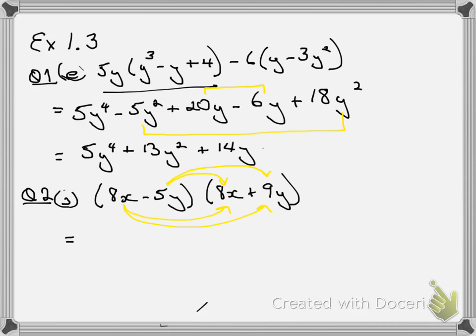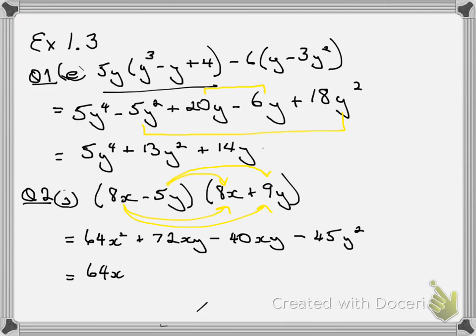So first things, 8x and 8x, 64x squared plus 72xy minus 40xy minus 45y squared. Collecting all my terms, there's only those x squareds. The xy and xy, that makes 32xy minus 45y squared.